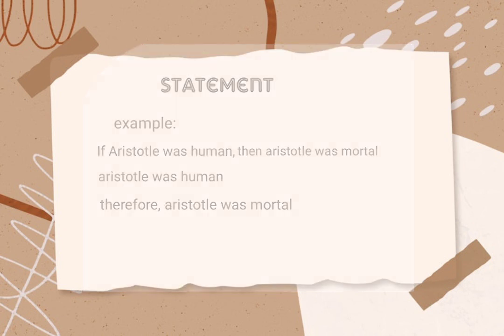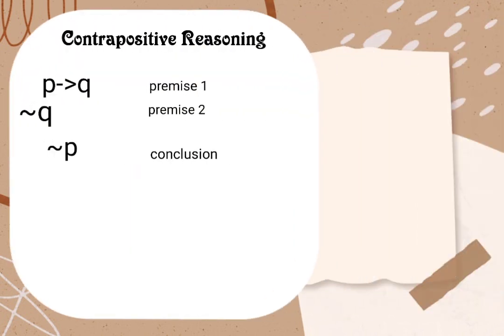So, now let's proceed to the second type of valid argument called the contrapositive reasoning. Ang symbolic ng contrapositive reasoning ay P, then Q is the first premise. So, the second premise is not Q. So, the conclusion is not P. Itong contrapositive statement, which is the not Q, then not P, ito ang basihan ng ating contrapositive reasoning.